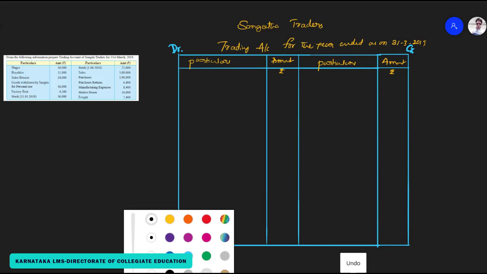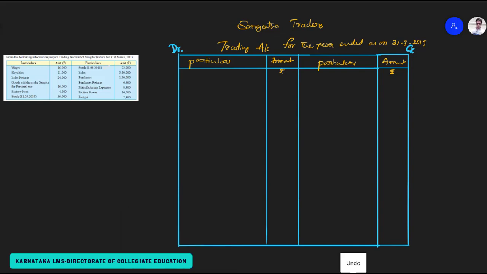So firstly we could observe the opening stock. The opening stock is there, so this opening stock must be written in the first instance. So to opening stock, rupees 22,000. And next we can see purchases.